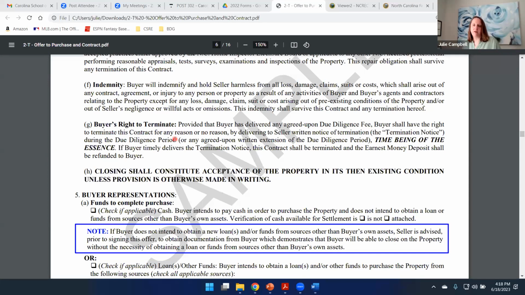So they're just providing written notice, not necessarily why. Contract shall be terminated, earnest money deposit shall be refunded to the buyer.